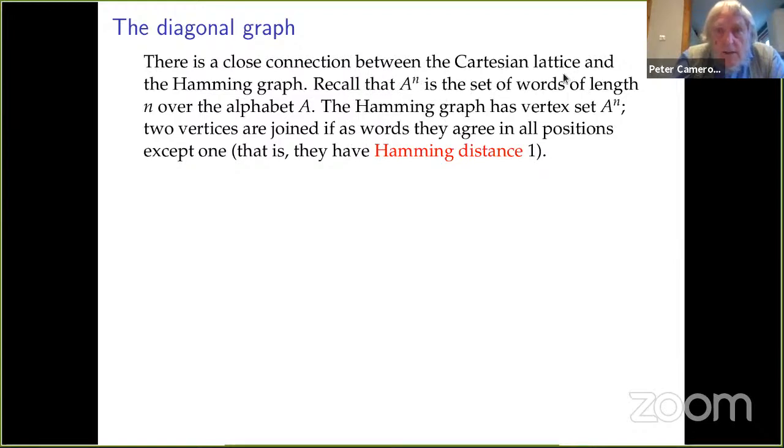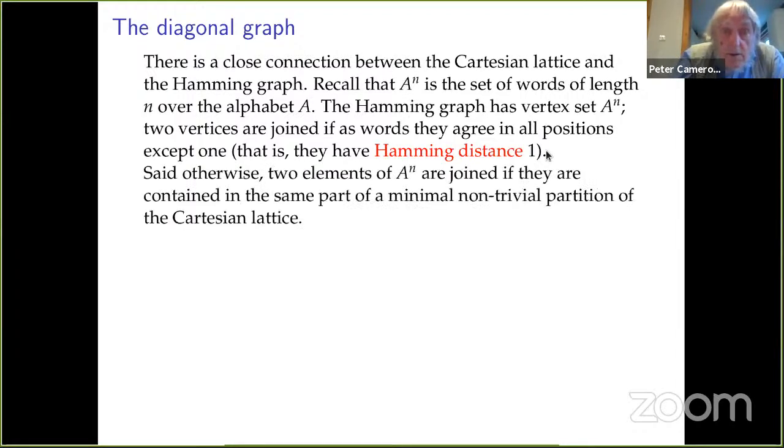So if you go back to a Cartesian lattice, remember the vertex set is A^N, and the minimal partitions are the ones where you fix all the coordinates except one and vary that one coordinate. In other words, two points are joined if they agree in all positions except one. This graph is called the Hamming graph, which is very important in coding theory. So two elements of A^N are joined if they're contained in the same part of a minimal non-trivial partition of the Cartesian lattice. The Hamming graph comes directly from the Cartesian lattice by looking at the minimal non-trivial partitions.